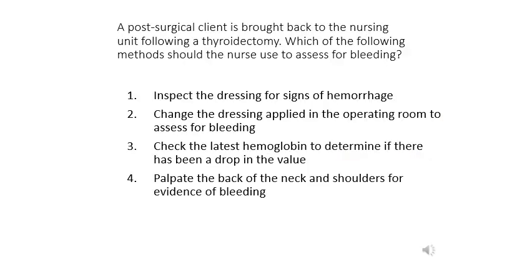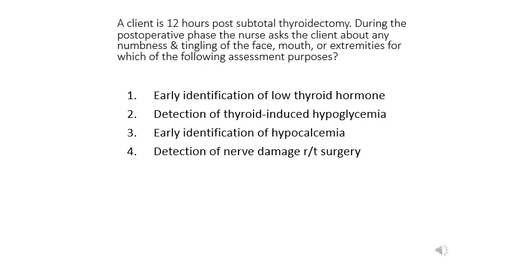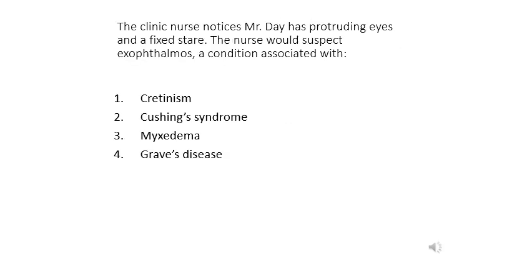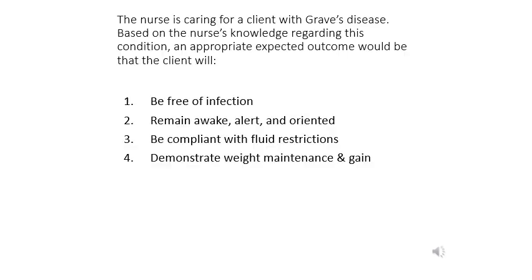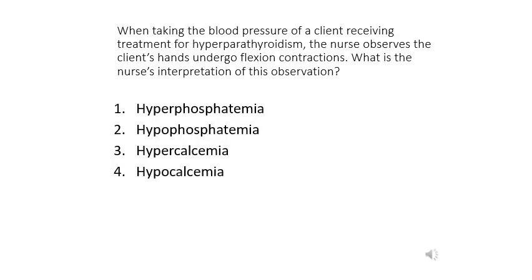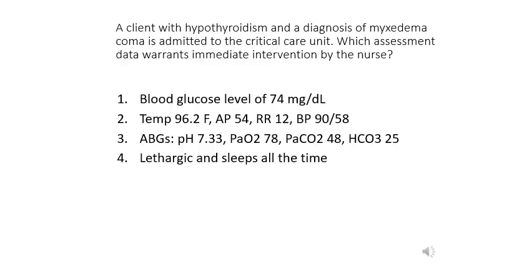So, a couple of review questions. I will just go ahead and tell you the answers here, but you read through them and answer them before you listen to my audio. The answer here is 4. The correct answer here is 3. The correct answer here is 4, Graves' disease or hyperthyroidism. The correct answer is 4. And the correct answer here is 4. The correct answer here is 3.